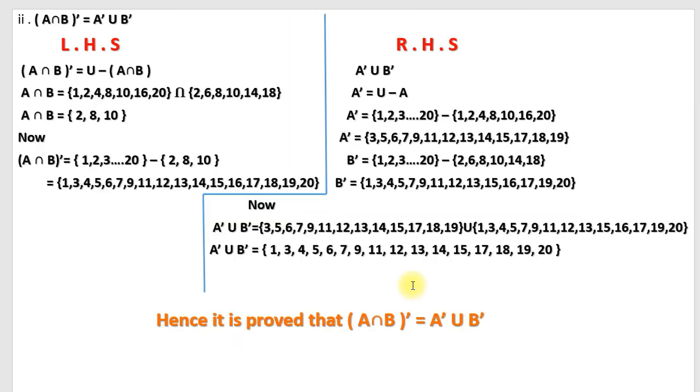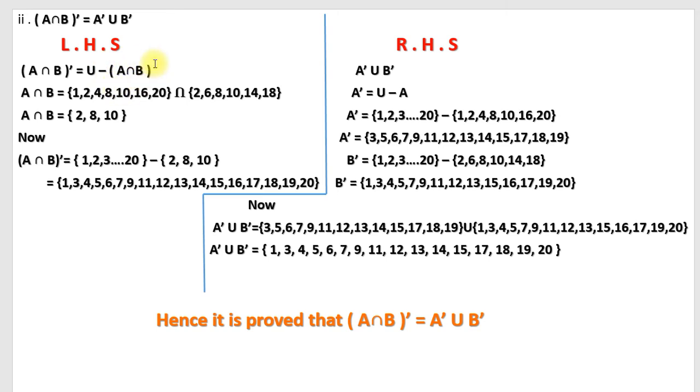Now we are applying the second De Morgan's law. In second De Morgan's law, complement of A intersection B is equal to A complement union B complement. Students, first we are going to solve left hand side. Complement sign is there, so that stands for U difference, then A intersection B.